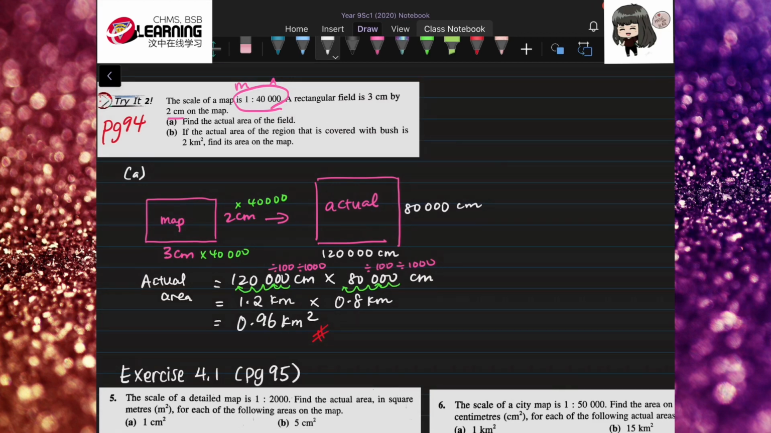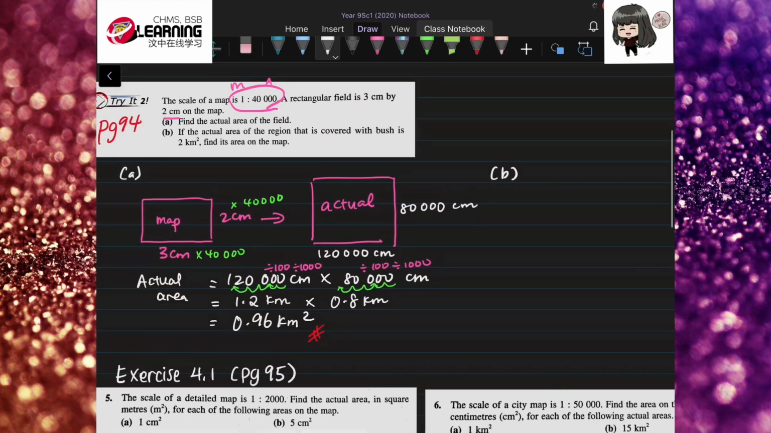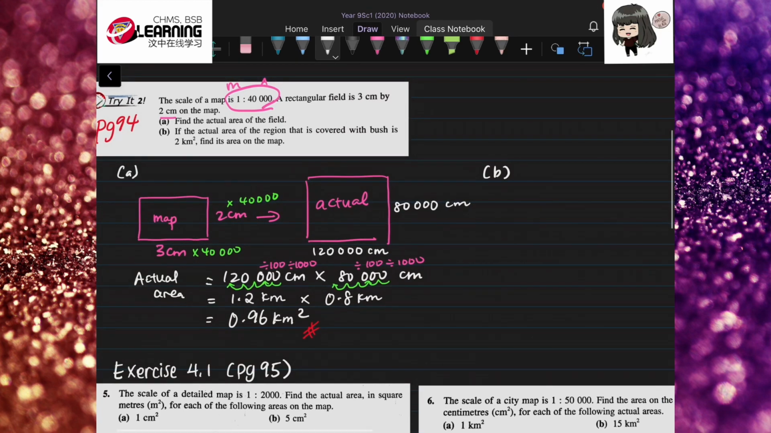For part B, if the actual area of the region that is covered with bush is 2 kilometers square. So we need to know whether this one is the actual or the map. It already mentioned here, the actual area is 2 kilometers square. So we know that this is the actual one. Find its area on the map. So you need to find the area from the map.